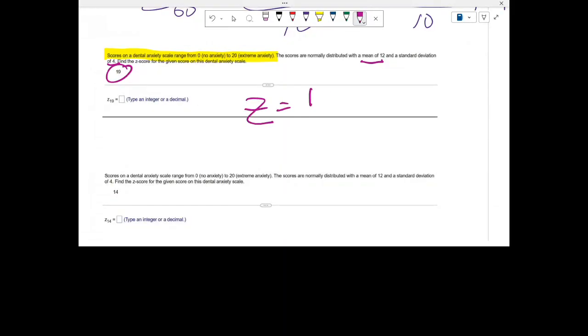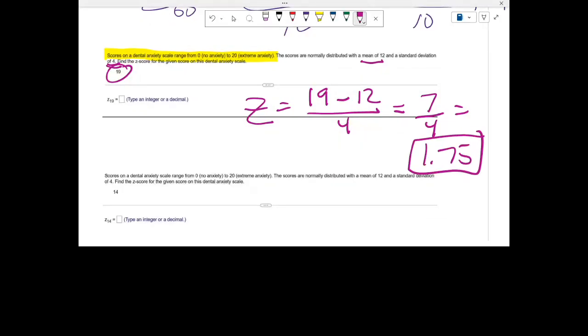We're going to do this. We're going to take 19. We're going to subtract 12. We're going to divide it by 4. So 19 minus 12 is 7. And again, y'all, if you take your calculator and you take 7 and divide it by 4, is anybody getting 1.75? Yeah.